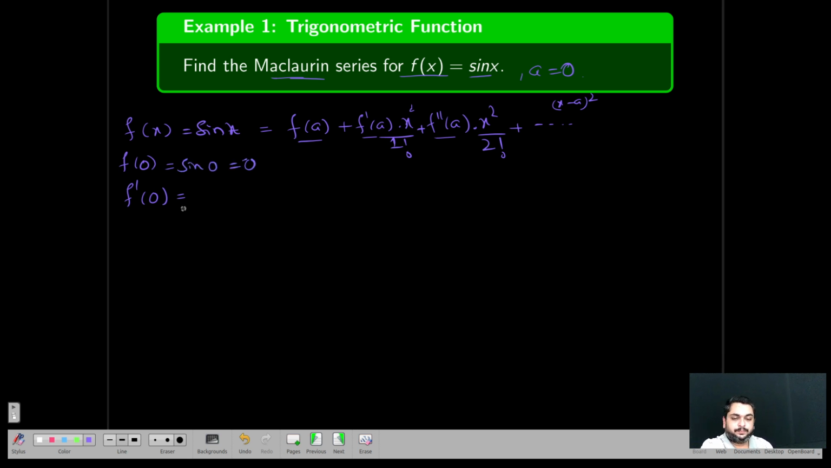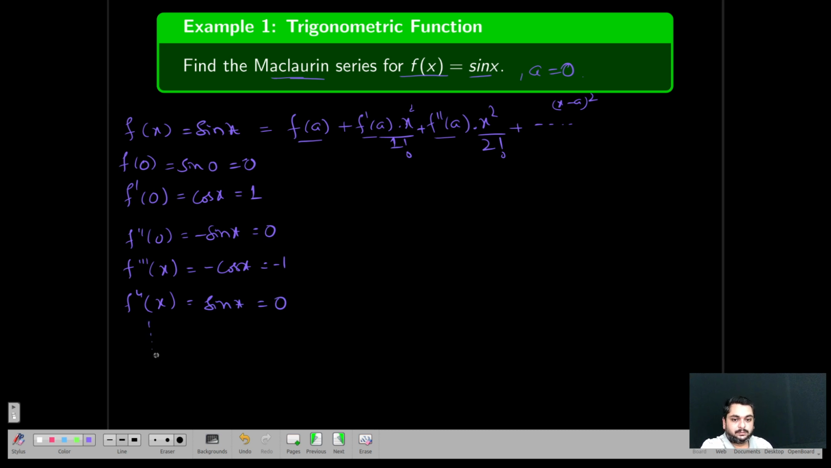Sin 0 is 0. Then f dash of 0, cos x. Putting 0 here, we'll get 1. Now f double dash of 0, differentiation of cos x is minus sin x, so again 0. f triple dash of x means the third derivative. You'll get minus cos x, which is equal to minus 1. The fourth derivative of f of x, the derivative of this is sin x, equal to 0.